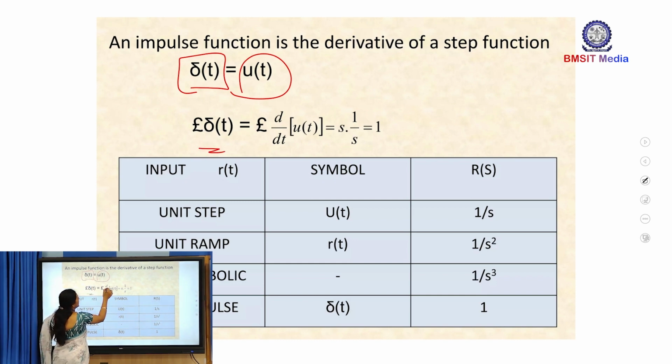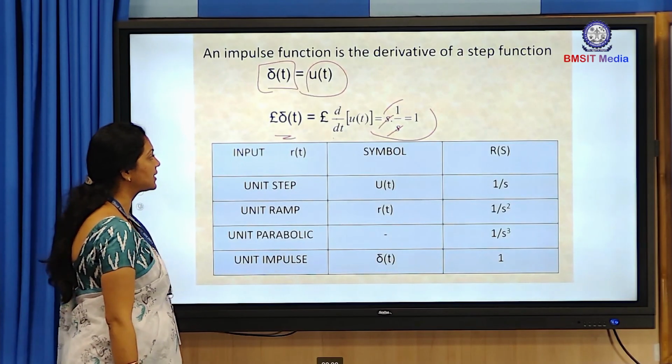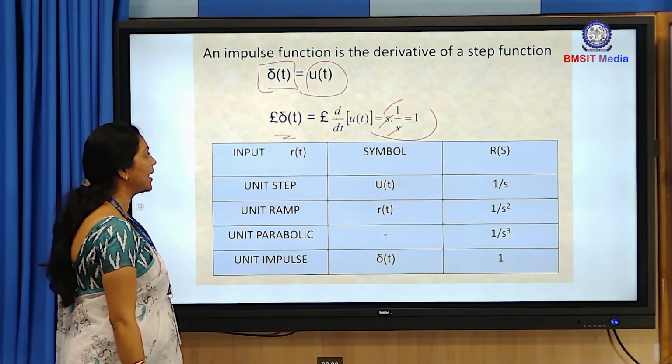That means now I need to perform the derivative of that one. Therefore, d divided by dt of u of t. So, u of t here is 1 divided by s. When I take the differentiation of this, s and s get cancelled, and I will be getting the output as 1.